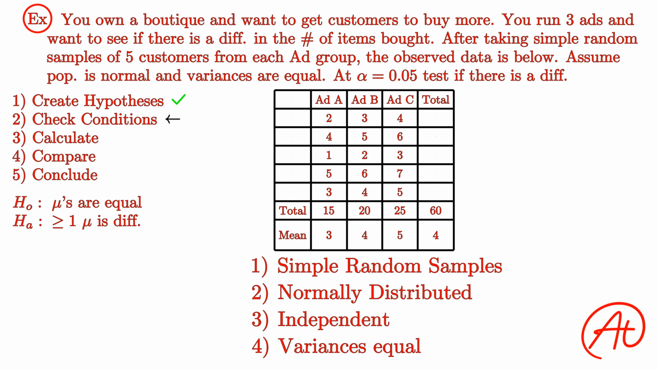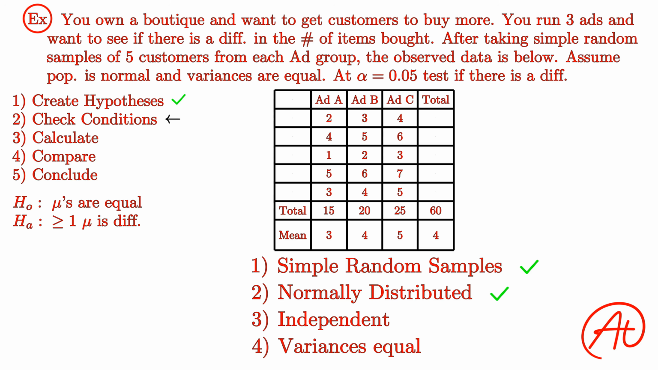Going through these for our problem, the question states that you take simple random samples, so that checks off the first condition. Next, our sample sizes are less than 30, so we can't directly say our sampling distribution is normal, but the problem specifically states that our populations are normally distributed, so that checks off the second condition.